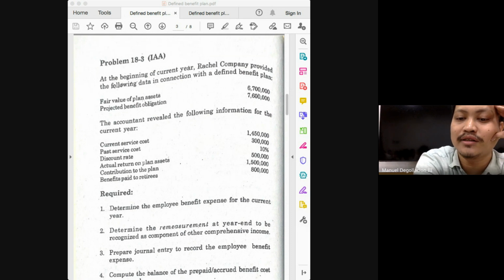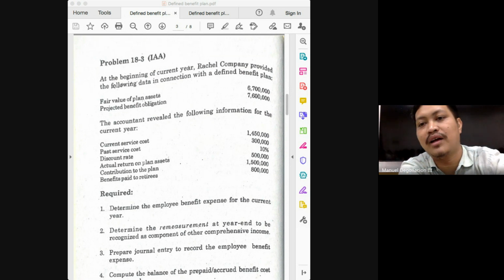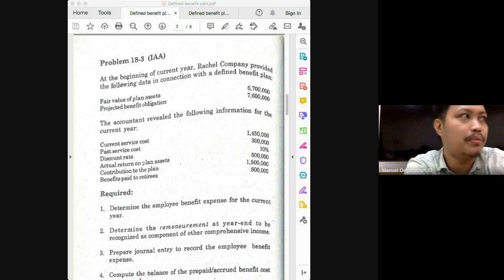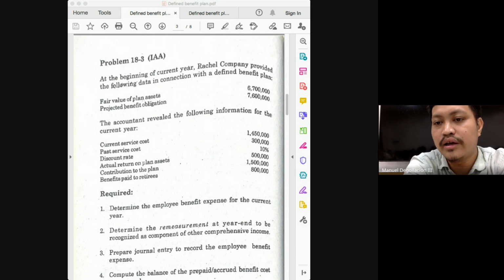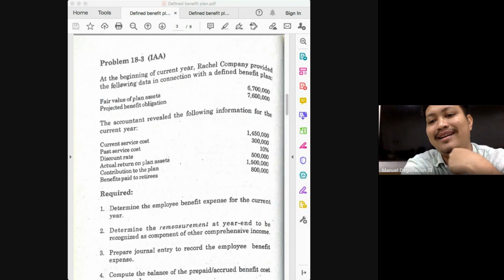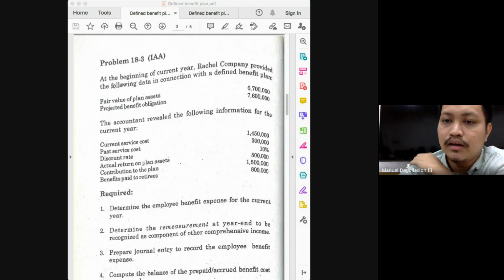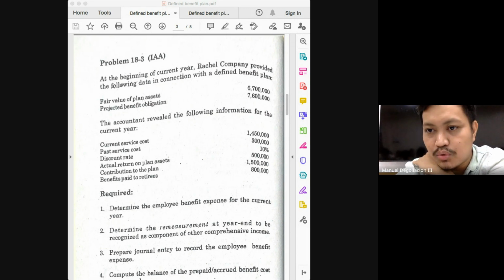Now, alternative solution. How else can you solve for your 1,410,000? You determine first your prepaid or accrued benefit cost at the start of the year, which we have already done earlier. We had the 900,000, and this is accrued or prepaid? Accrued. Next, you get the net change in your prepaid or accrued benefit cost. How do you get that? Total defined benefit cost minus contributions. How much did we solve earlier as our total defined benefit cost? 2,010,000. And then we have contributions. How much is the contributions? 1,500,000. There's a difference of 510.